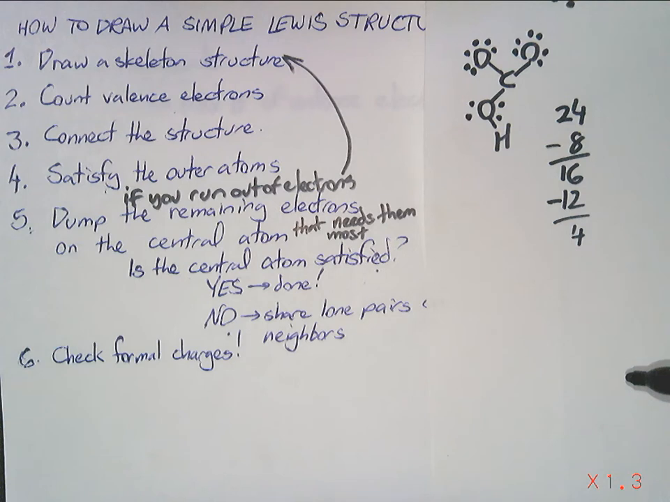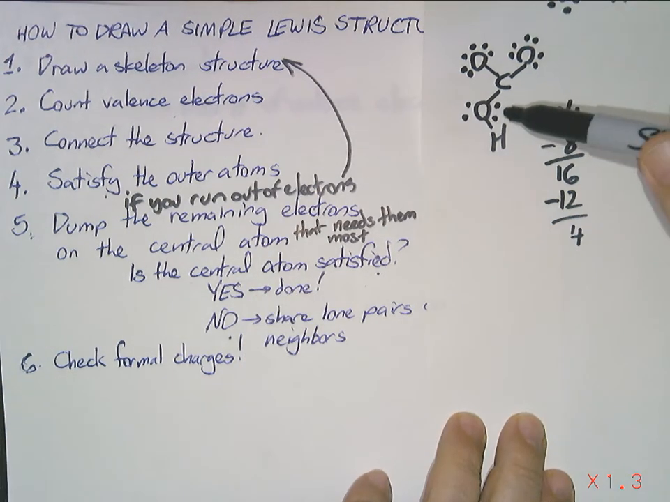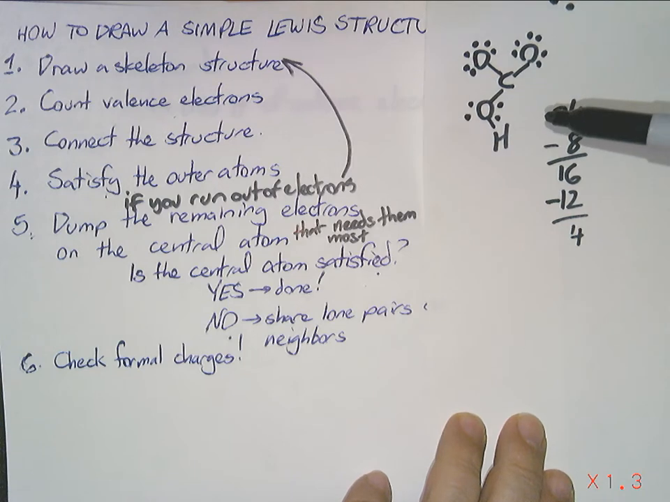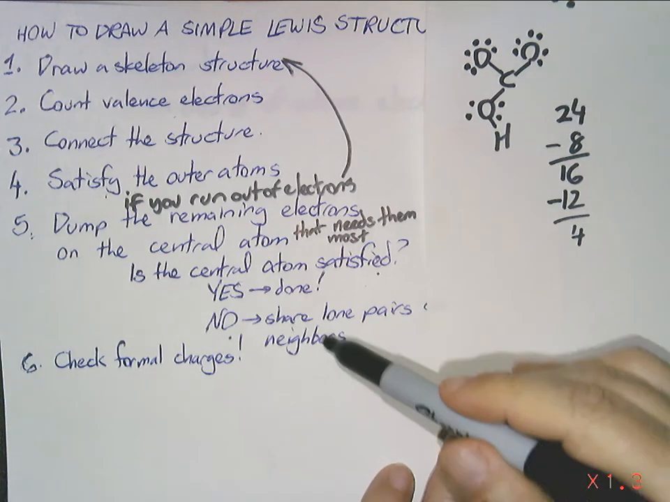All right, is the central atom satisfied? Well, this one is. It's got 8. This oxygen is. It's got 8 electrons around it. But what about the carbon? It's a central atom and it's not satisfied. It wants 8, but it's only got 6. 2 for each stick. So what can I do?